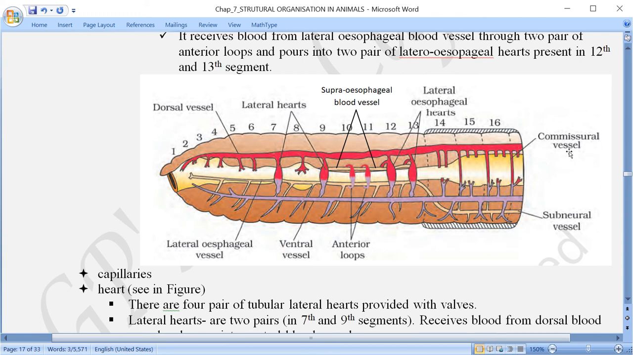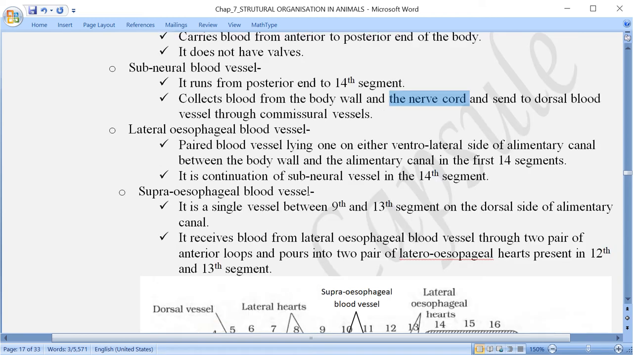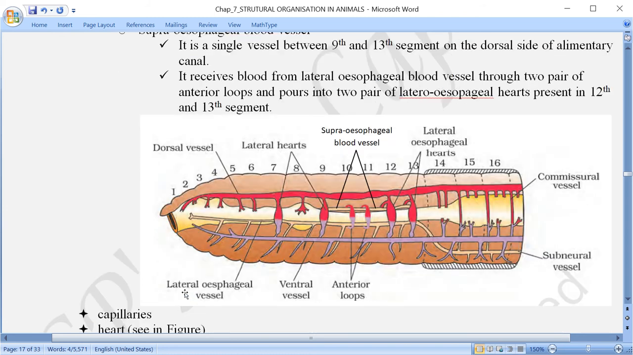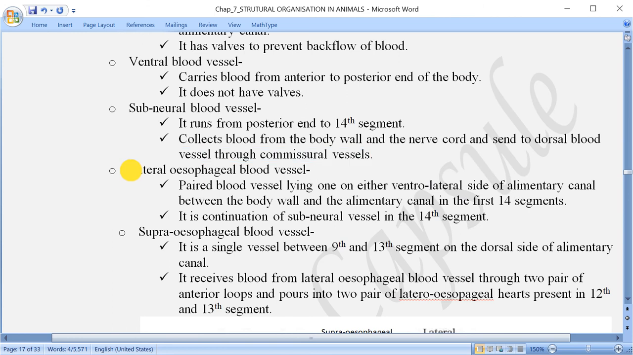Commissural vessel. And then over here, we are talking about what? Subneural, right? So what happens here? Once again, this is further continued, but it is now not called the subneural vessel, it is called the lateral esophageal vessel. Let's come to the next one, lateral esophageal blood vessel.